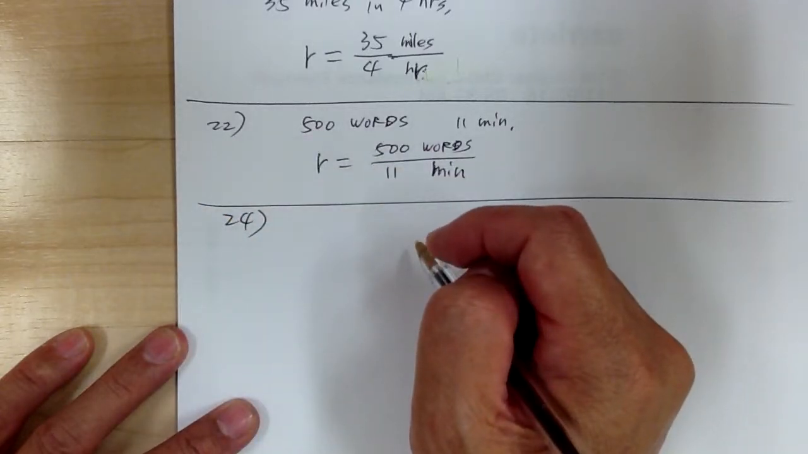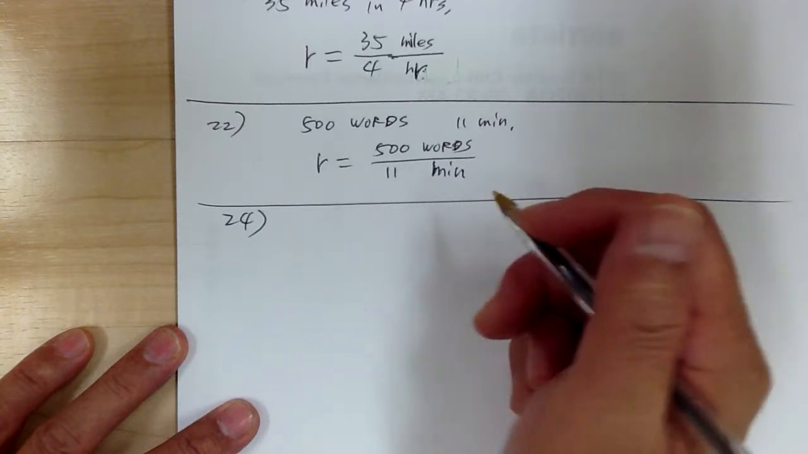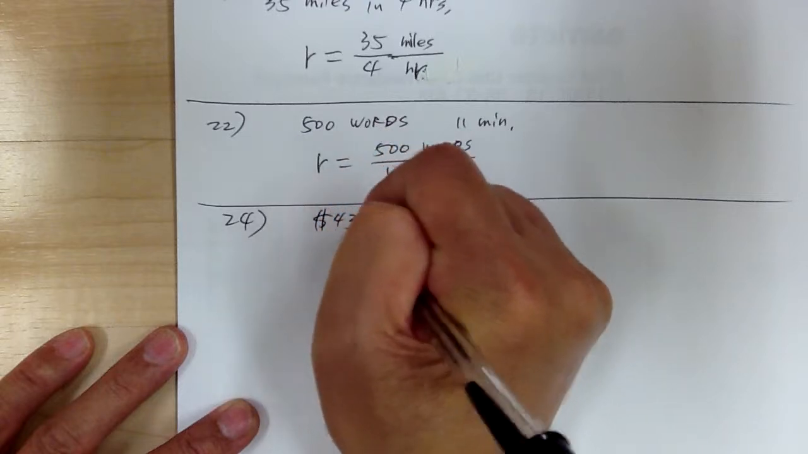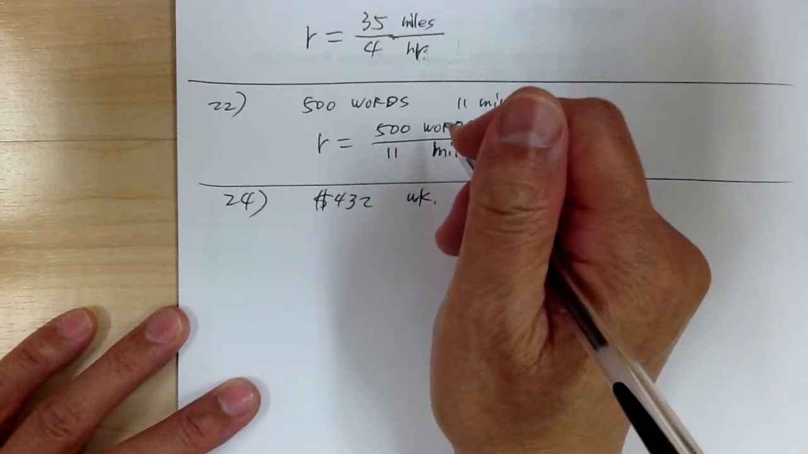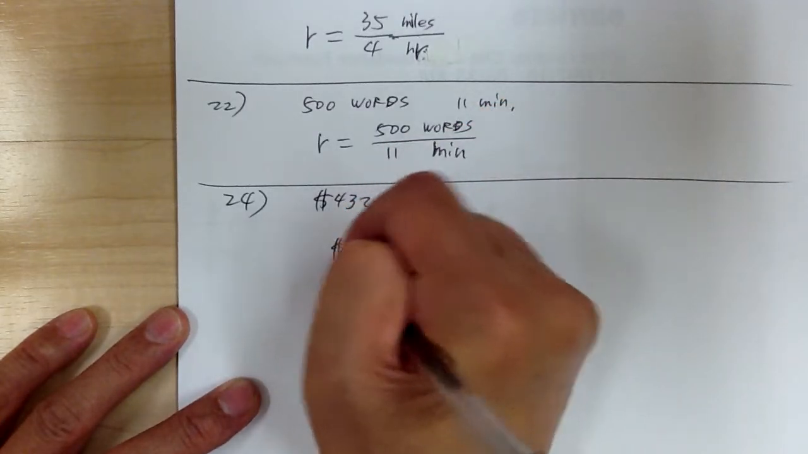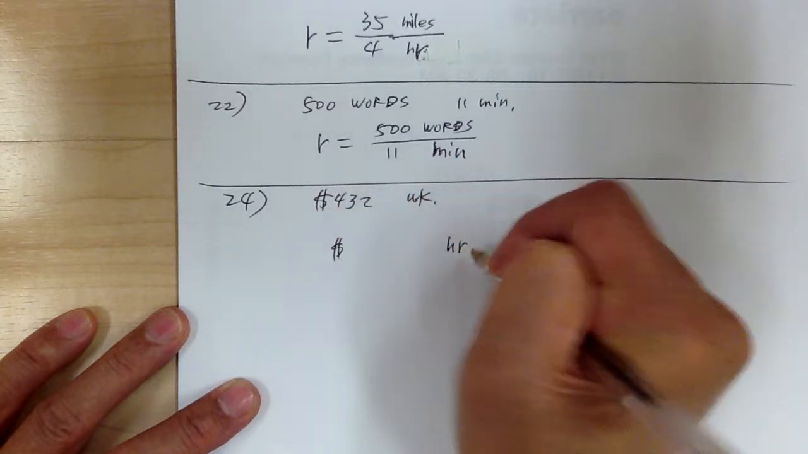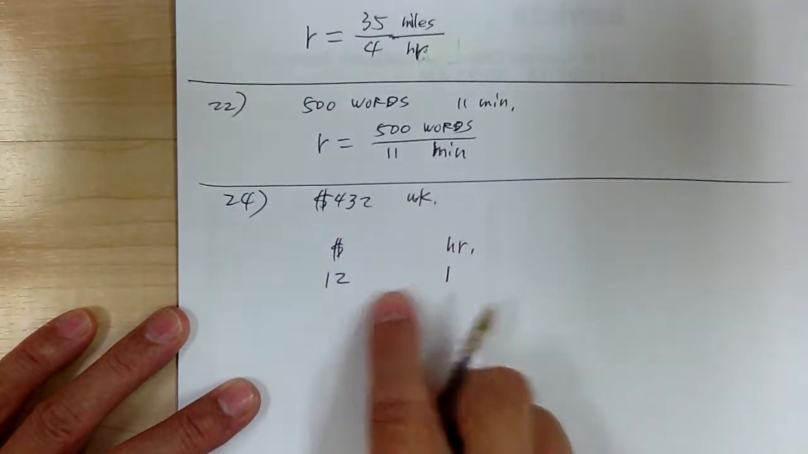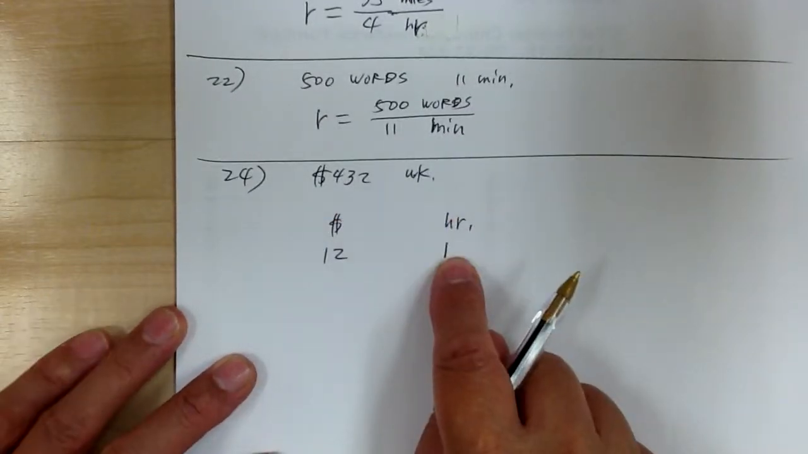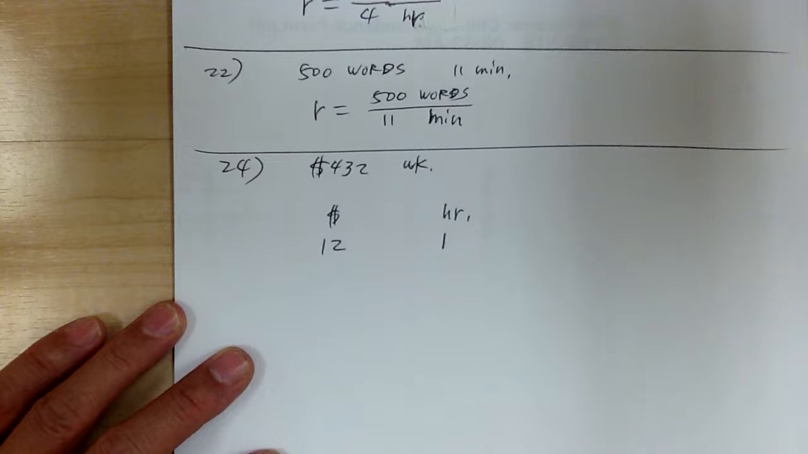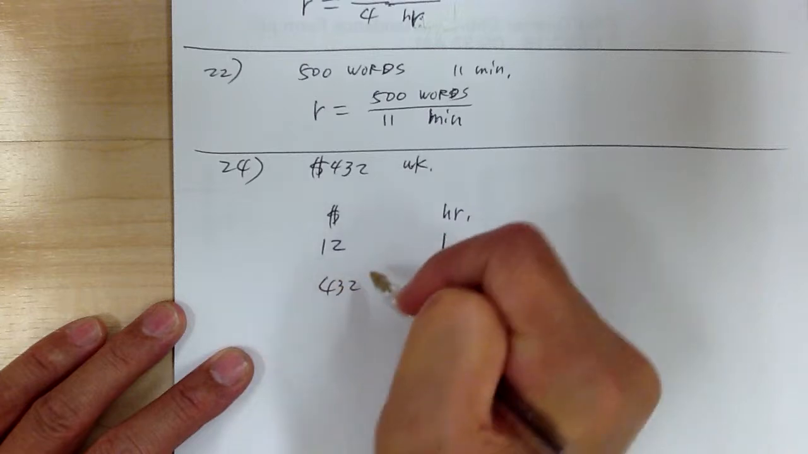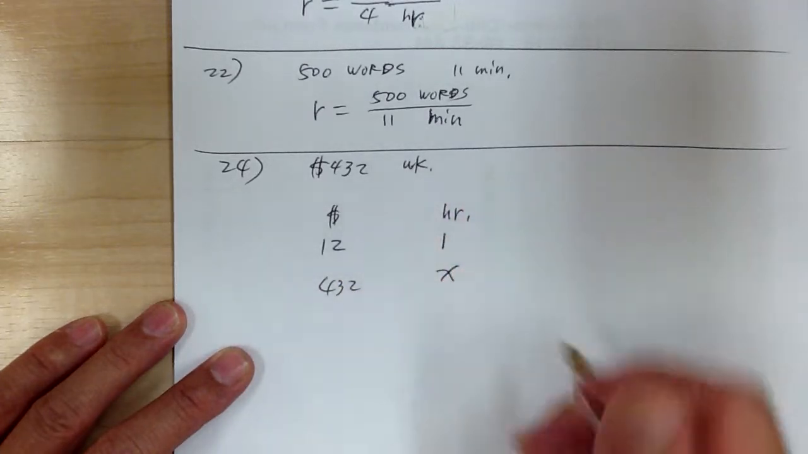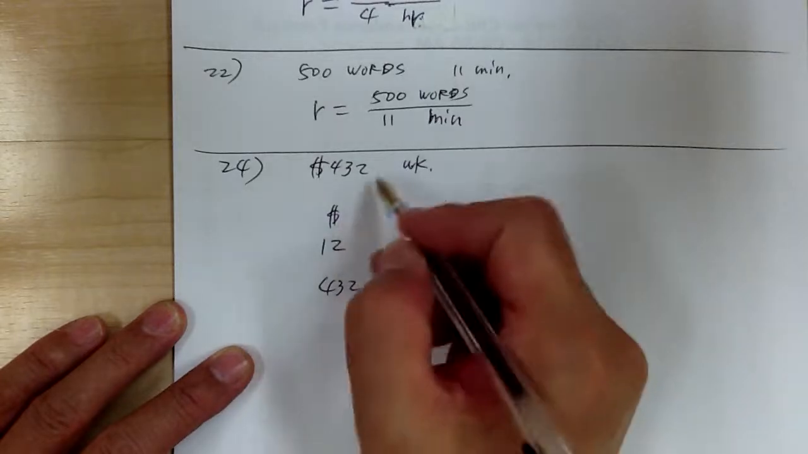It says if Florence earned $432 a week, and if her pay was $12 per hour. If you separate this, it's dollars per hour, so it's $12 for 1 hour. Okay, $12 per hour means $12 for 1 hour. So you want to find out how many hours she worked. She earned this much, $432, and how many hours did she work? So that's your x.